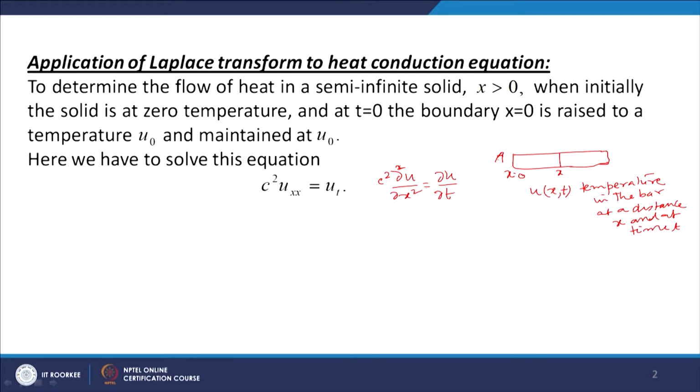Here we are given the initial condition at t equal to 0, the solid is at 0 temperature. So, we are given u(x,0) equal to 0 for all x. Okay. At time t equal to 0 the temperature is 0 and the boundary condition is that x equal to 0 is raised to a temperature u naught and maintained at u naught. So, u(0,t) is equal to u naught for all the time t. Okay. So, this is initial condition, and we have this as a boundary condition.